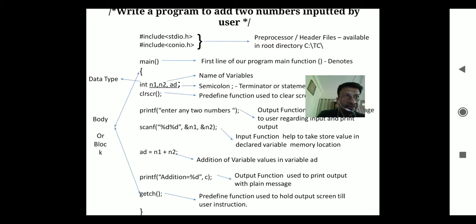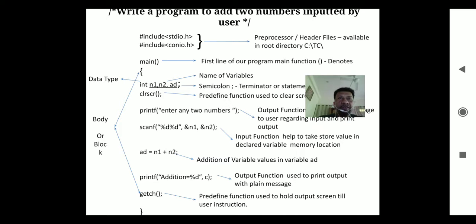So again we use an output function. The output function we used previously to print messages to enter any two numbers from the user. Here we use printf in a different style. We have to prompt the message addition equals %d or sum equals %d. The message we generally put in double quotation marks, separated by comma and the name of the variable. Here %d is used to display the variable value, that is c. Again this is an output function used to print output with a plain message.